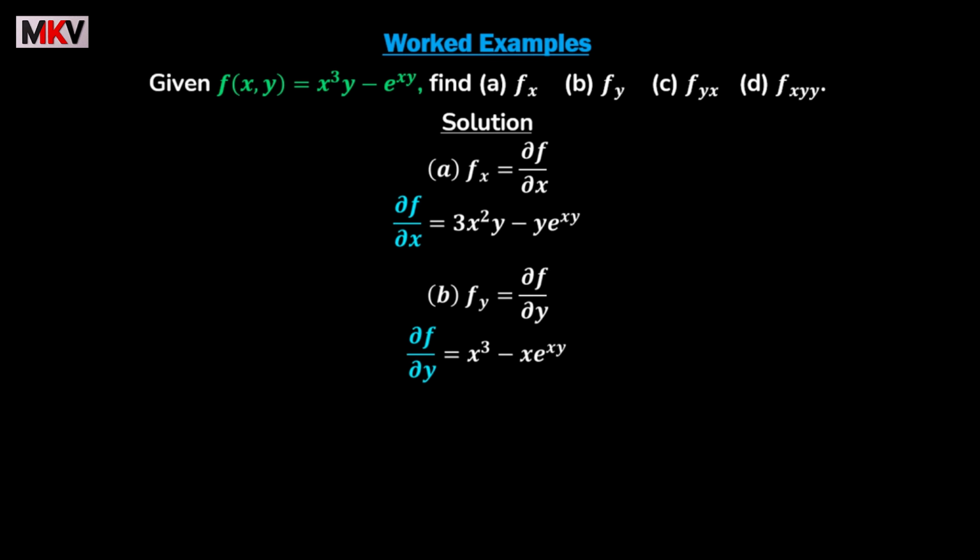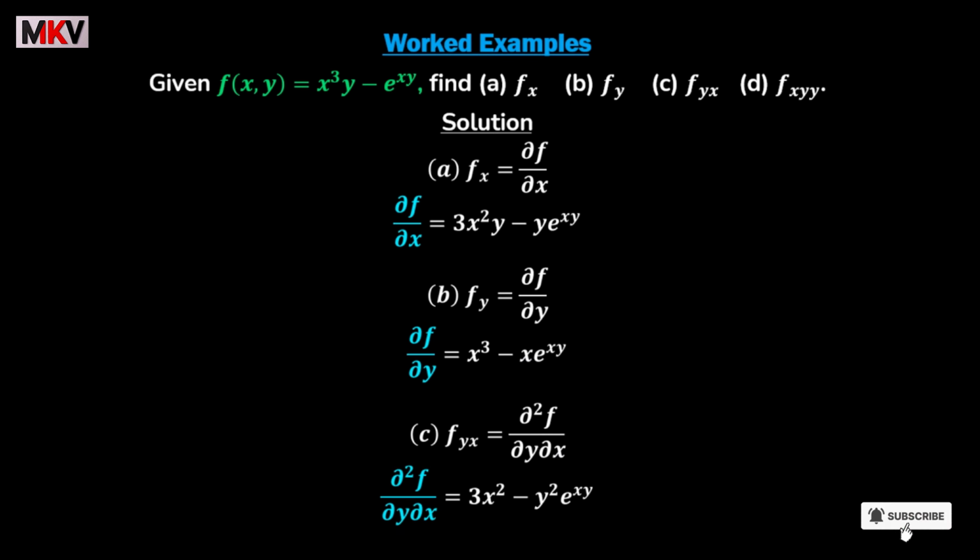Now f sub y: we differentiate y and keep x constant. So x cubed y will leave us with x cubed, because the derivative of y is 1. Then for e to the power xy, we bring the exponent down, then we differentiate the y term. The derivative of y is 1. Then we keep x constant, leaving us with x e to the power xy.